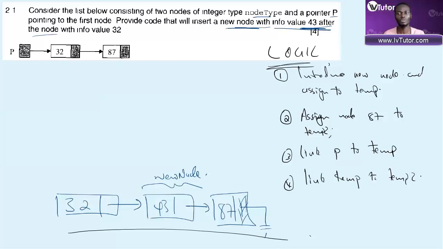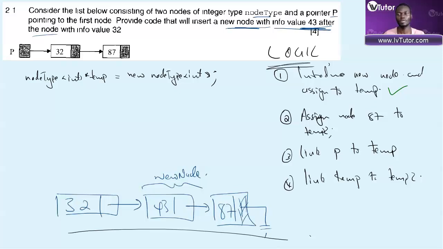Number 1, introduce a new node and assign it to temp. We can just say node type of type int. We can call this one temp is equal to new node type of type int, like this. So definitely we know that this has been done. We now have our new node, which is temp, right?